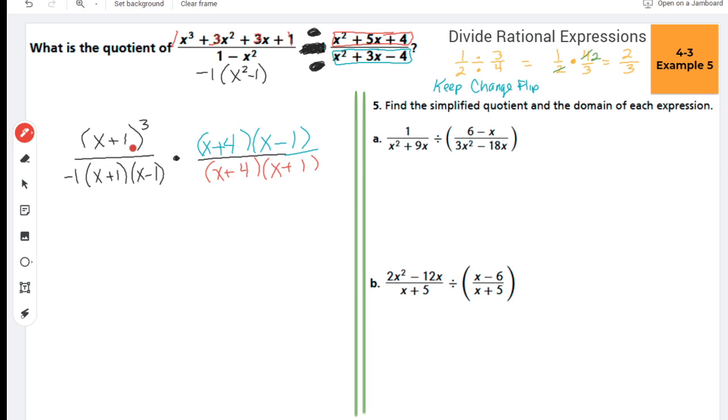So here is our really nice set of fractions, where I kept this one the same, I just factored it out. I changed to multiplication, and I flipped this fraction upside down.